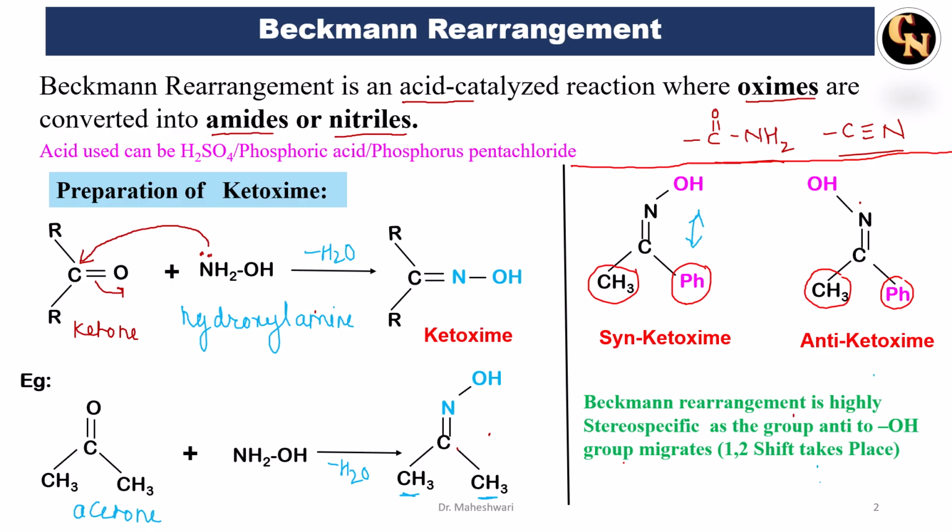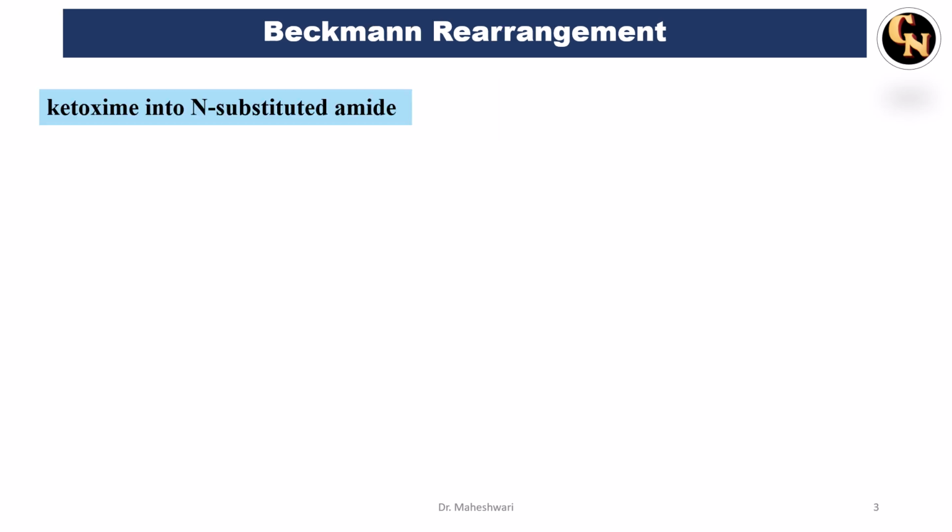What they are saying is that the group which is anti to OH is going to migrate. A rearrangement will take place. A 1-2 shift will take place only for that group which is anti to OH. For example, here you can find which group is going to migrate: the group which is opposite to the OH. Okay, so let us see the Beckmann rearrangement reaction.